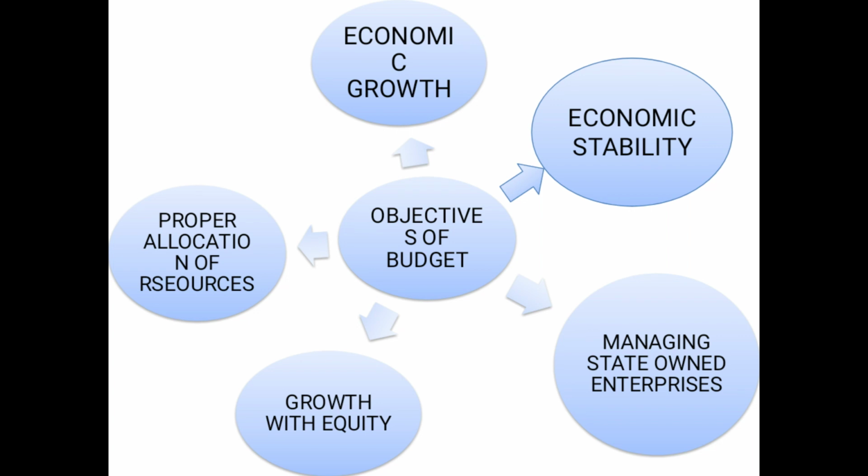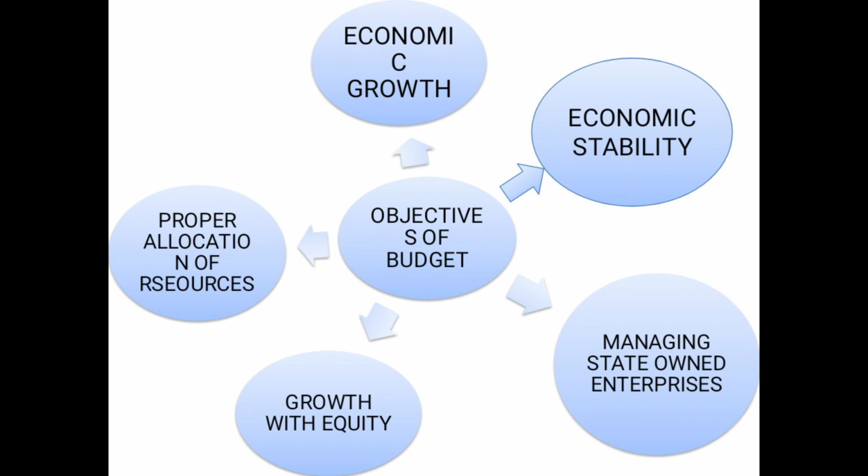Then proper allocation of resources. It refers to a change in direction of resources from one use to another, and the government seeks to reallocate resources with a view to balance the goals of profit maximization and social welfare. So unlike private enterprises, government targets social welfare along with profit motive.